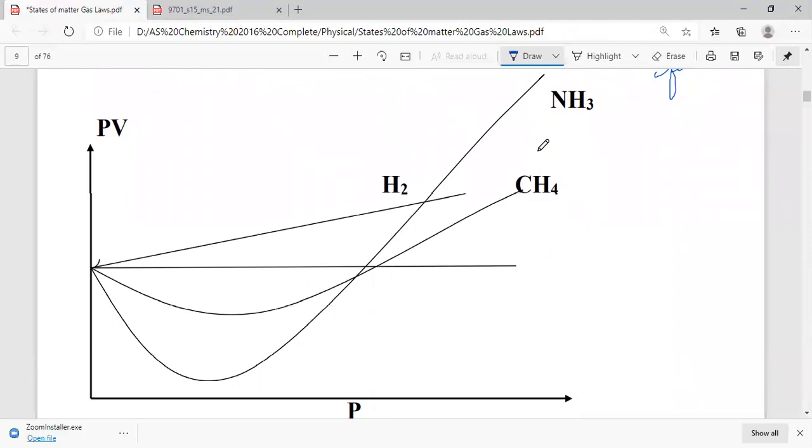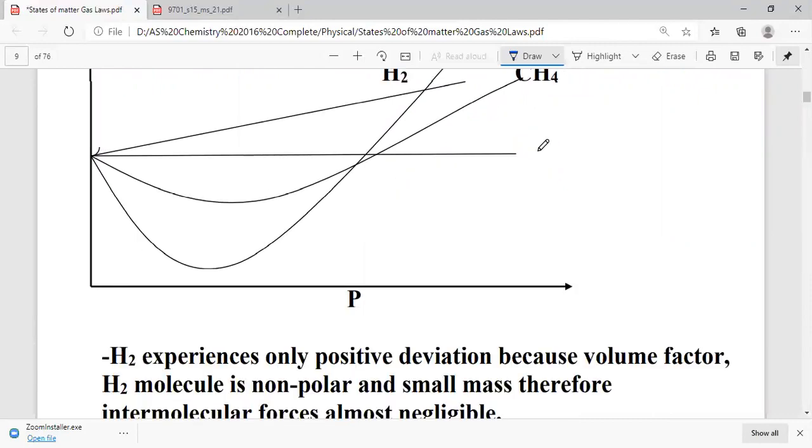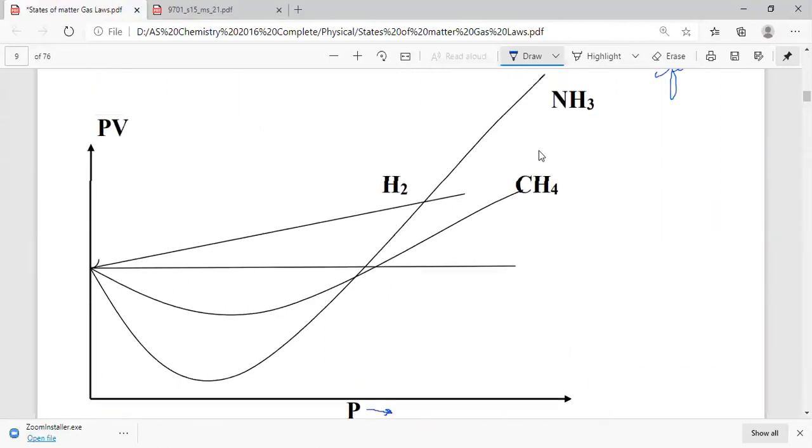Now remember this line, PV against pressure when you increase the pressure. As the pressure increases, remember volume decreases, so the volume of the gases becomes important. Also as pressure increases, the particles come closer together and they will of course experience intermolecular forces. So you can see that hydrogen goes straight away up here, it's called positive deviation.